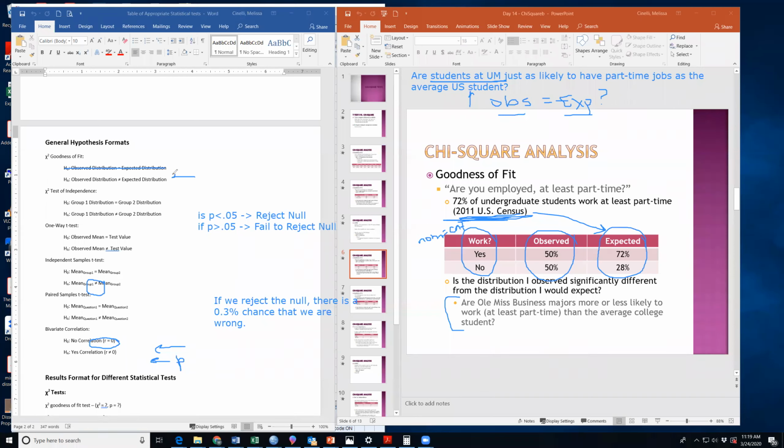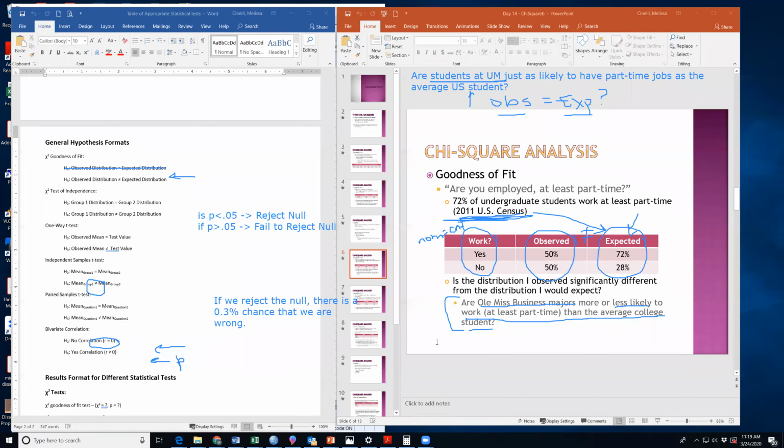And we are going to side in favor of the alternative hypothesis, which says that what we observed is not equal to what we expected. All right, and so in this case, that means that Ole Miss business majors do not have the same likelihood of having a job as the general US population. And specifically here, the way that they're different is that Ole Miss business majors are less likely to work at least part-time than the average college student.